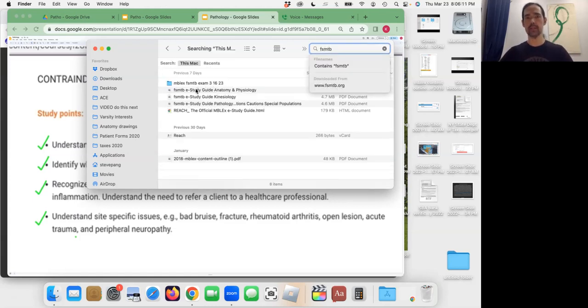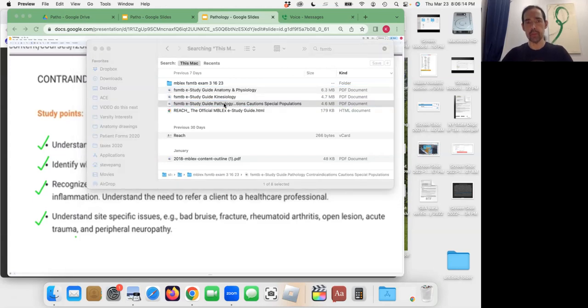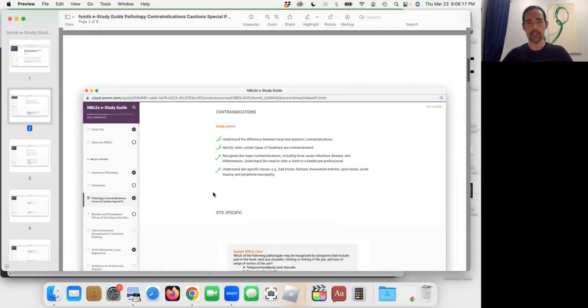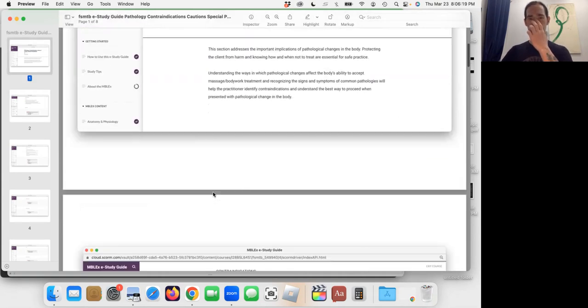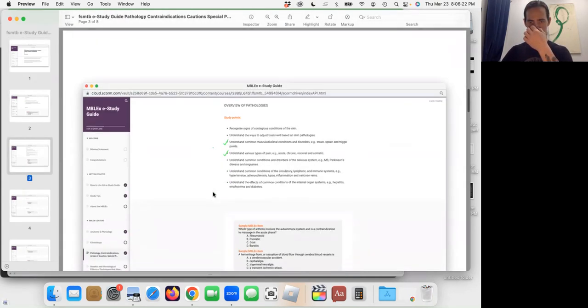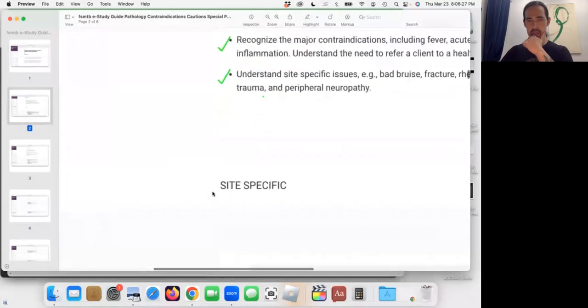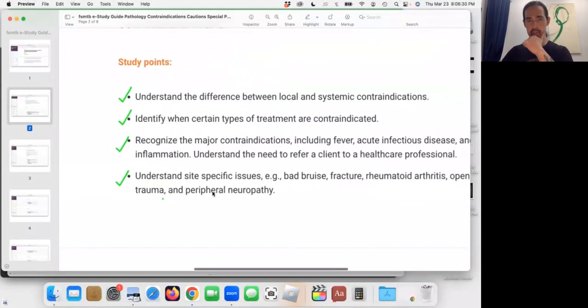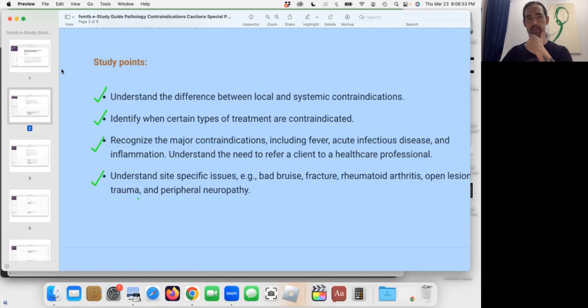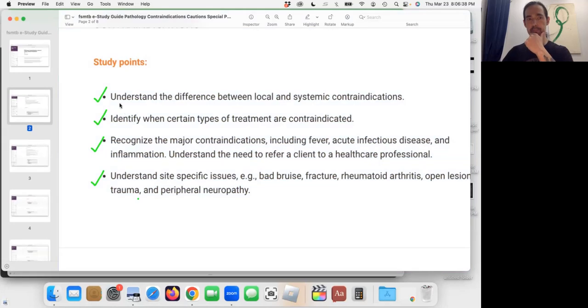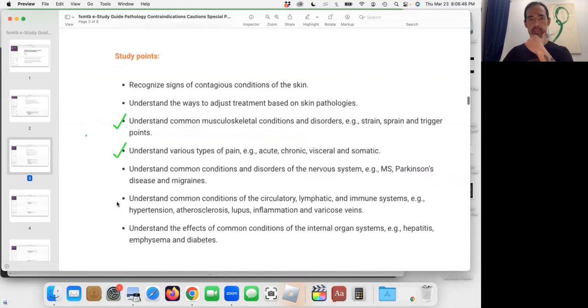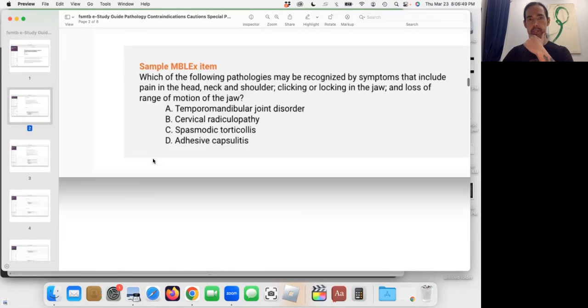If we look at the study points, which is really handy because it tells us what we need and what we don't need, like what we're not going to have to learn for the exam. This is on your slides, in the MBLEx folder that I share with you guys. What we see are called study points. Study points are really important because they're the points that we want to study. Included in the lecture tonight are these four, plus a few from overviews of pathologies.